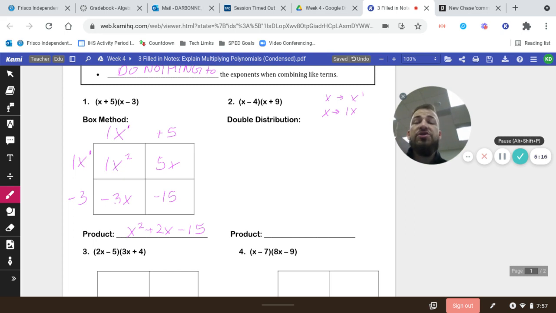Okay, let's look at double distribution, which is very similar, but just a little bit different. So we have x minus 4 times x plus 9. I'm going to write them a little bigger here.